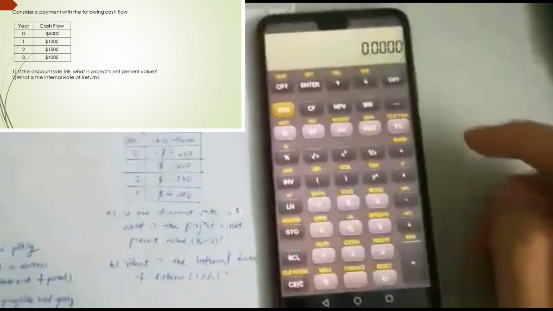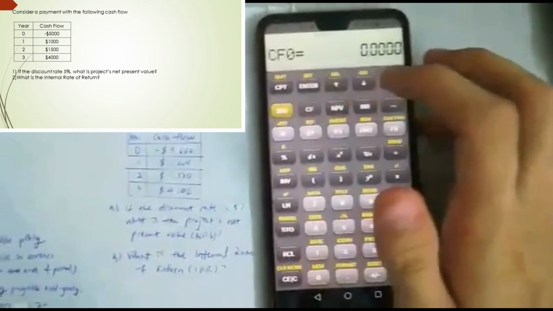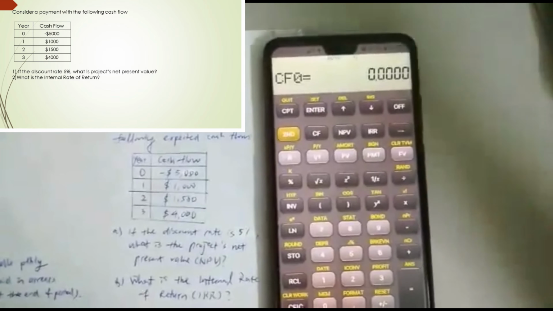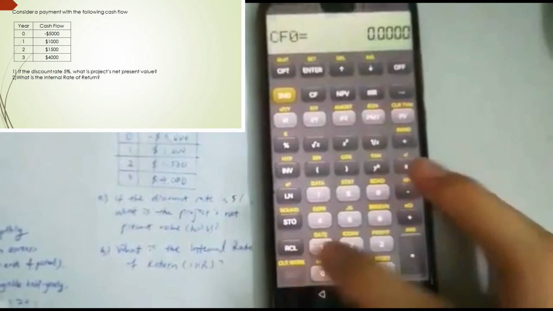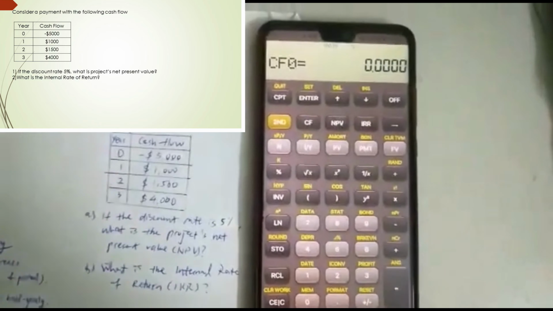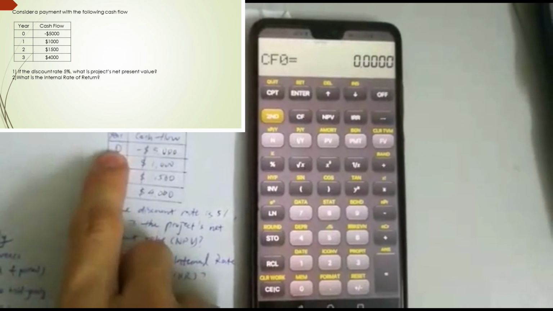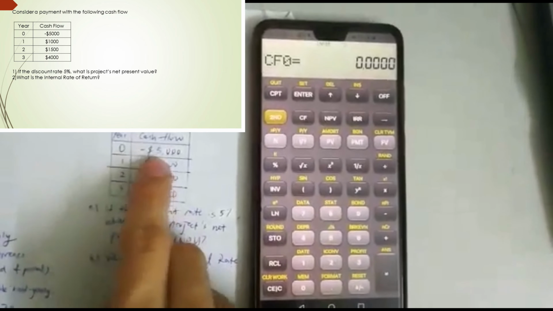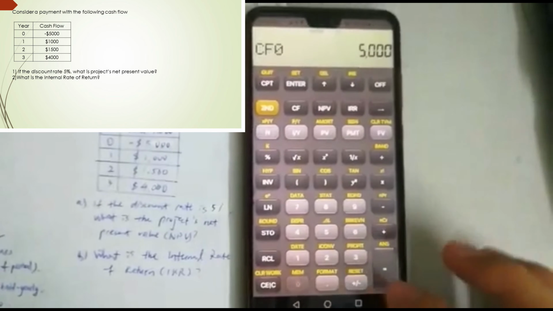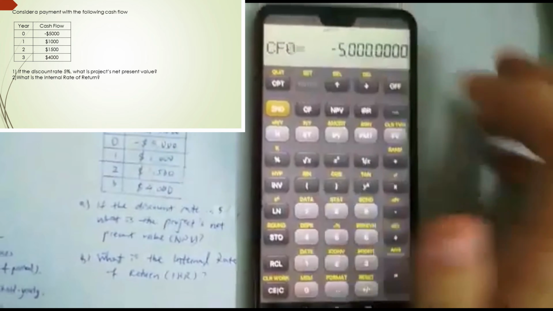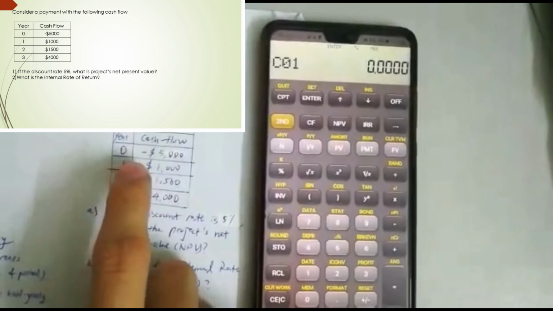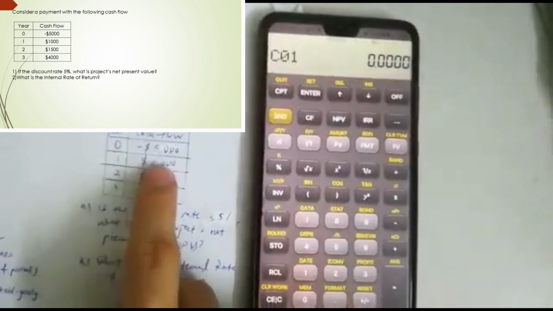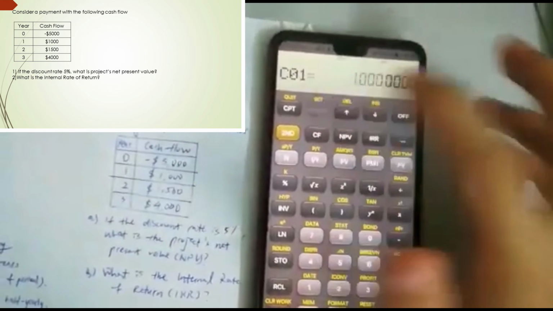So okay, first we press CF to initiate the cash flow worksheet. Then we press second and clear all. CF0 is the cash flow at time 0. It's negative 5,000. So we press 5,000 and then we press negative and then press enter. We go down. C01, year 1. What is the cash flow? 1,000. Press 1,000, enter, go down.